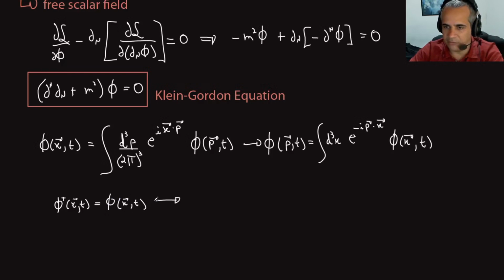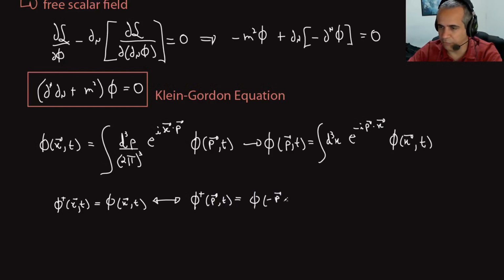That will imply, in order for this to be true, that phi dagger of p, t will have to be different from phi, and in fact it needs to be equal to phi of minus p, t. That's easy to see, right? If I take the dagger here, I change the sign in the exponential, and I take the dagger of this guy. Then I can write it like this, I change the sign of p, and it's just a change of variables in the integral to change the sign of p everywhere. It's easy to prove. That's a good exercise. You can prove that if this is true, then this guy is real.